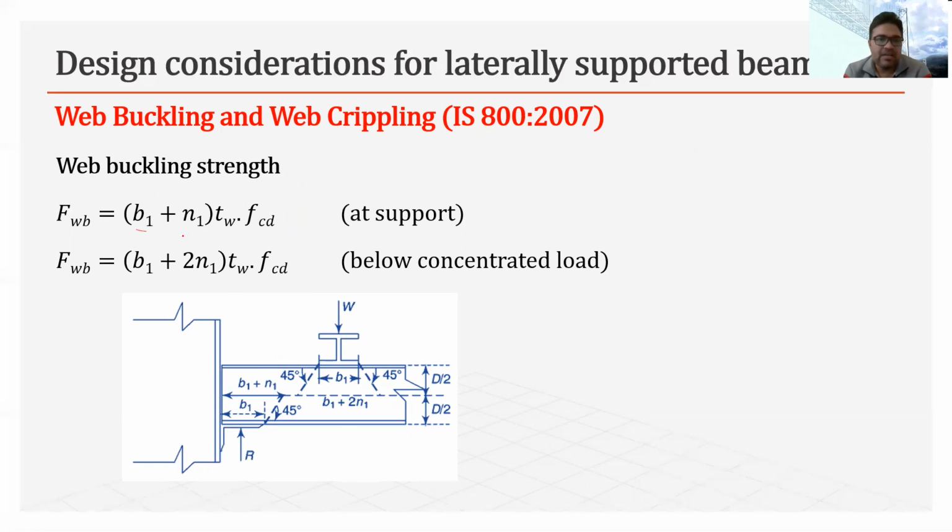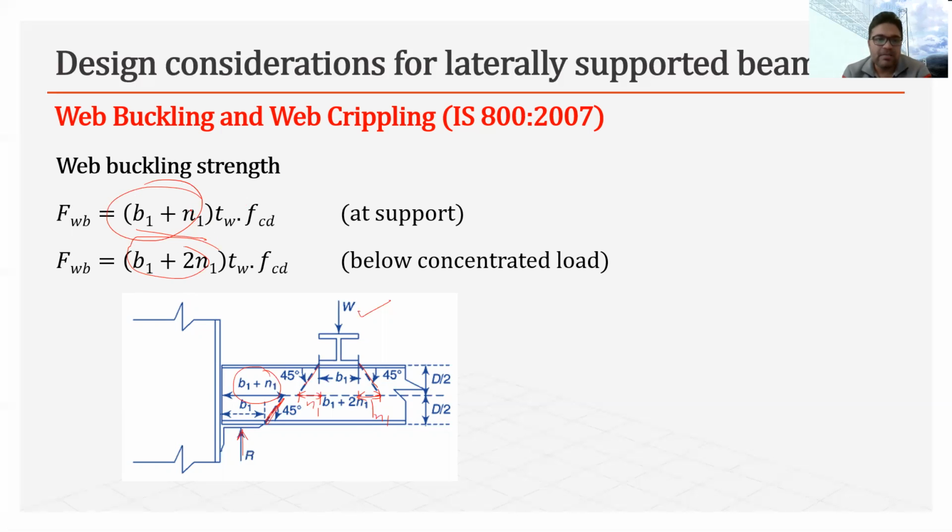So B1 plus N1 will be under the reaction. Under the reaction also it may buckle. Under the reaction there is no dispersion on the other side; the dispersion is along one side only. So that is why we are taking the length of dispersion as B1 plus N1. While when there is a concentrated load, the load will disperse from both sides, and in that case the N1 value will be on both sides. So this one is N1, and on this side also there will be N1. So this is how this formula forms. So this is the length of dispersion or the effective length.